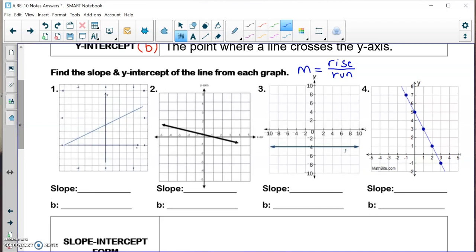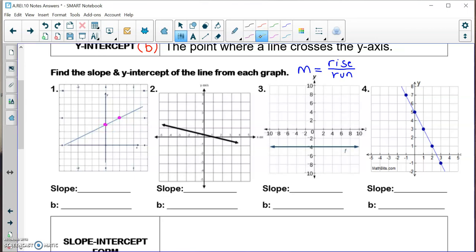So to find the slope, what we're going to do in each one of these graphs is pick 2 points from the graph. We want to pick whole number points. So for example, number 1, I can pick this point here, and I could pick this point here. And it does not matter which 2 points you pick, you would get the same slope. So now we're going to start at one of those points. It does not matter which one.